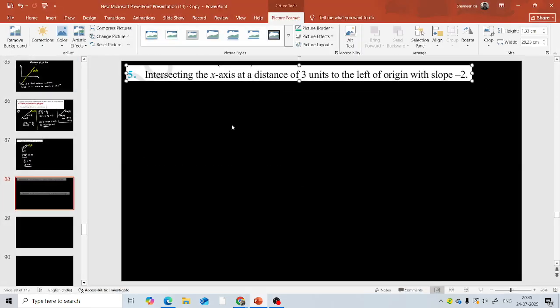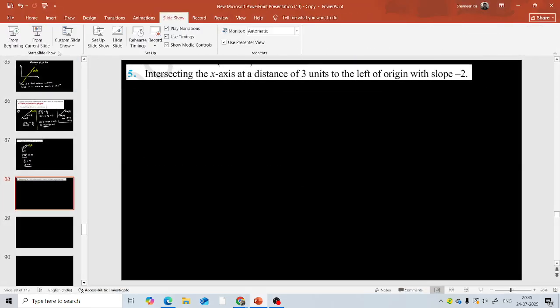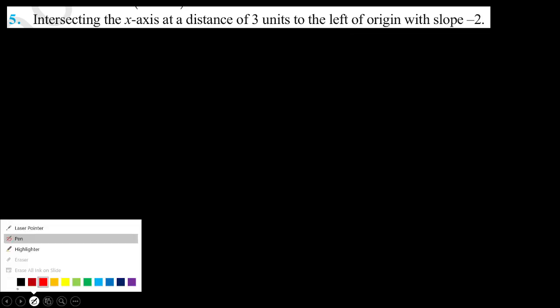If you have not understood the question, you need to draw a rough diagram. Look at this: intersecting x-axis at a distance of 3 units to the left of origin with the slope -2. If we could not understand the question, let us draw a rough diagram like this.